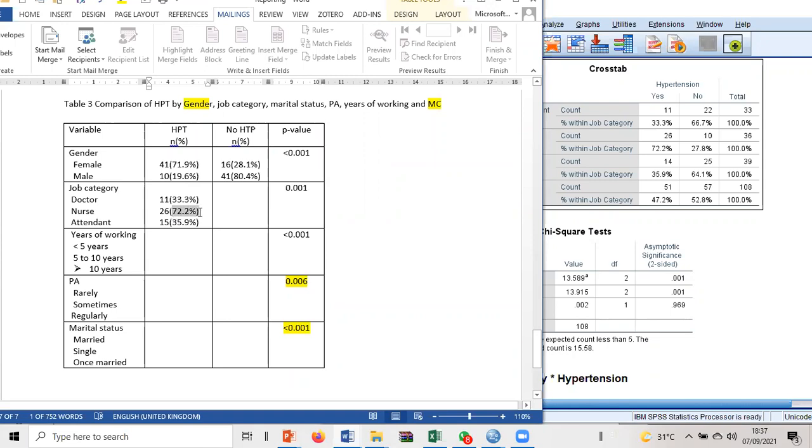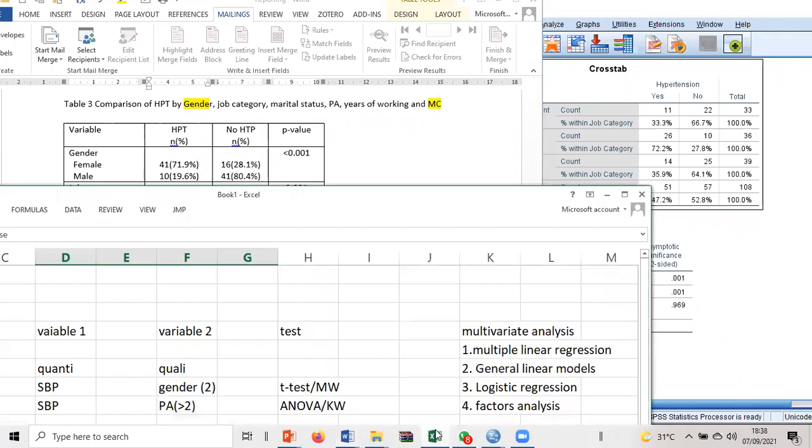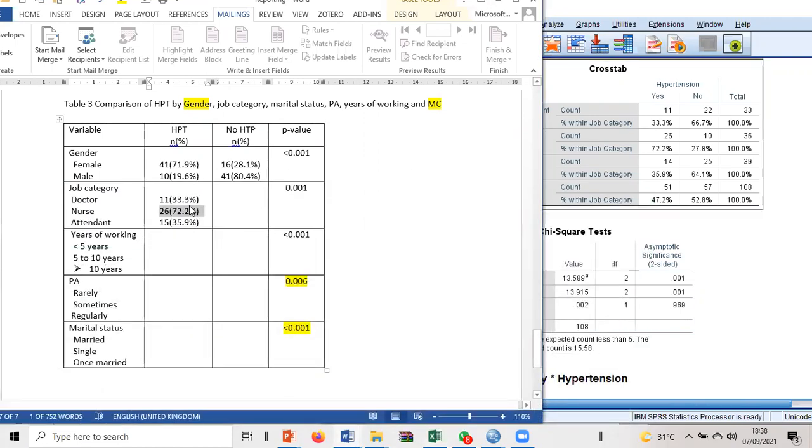These nurses, are they mostly females? Yes, female. So what made a difference? Did gender make a difference or did job category make a difference? What's the answer? We don't know. That's why we must go to multivariate. We must correct for each other. Next we'll see how it works.